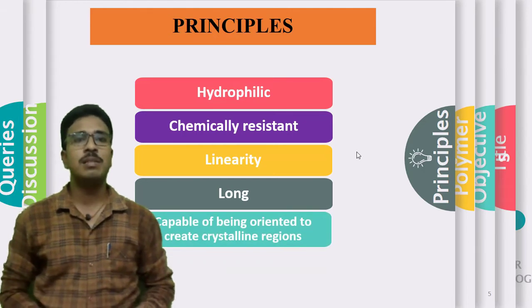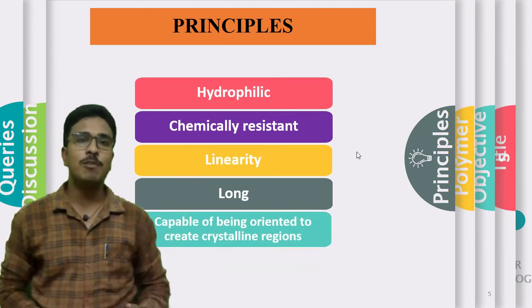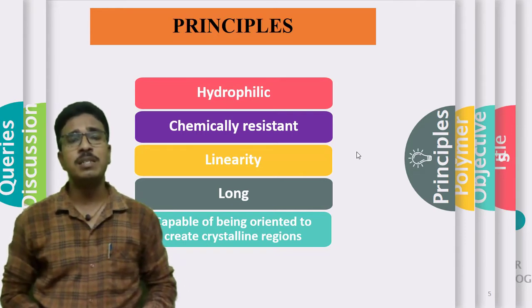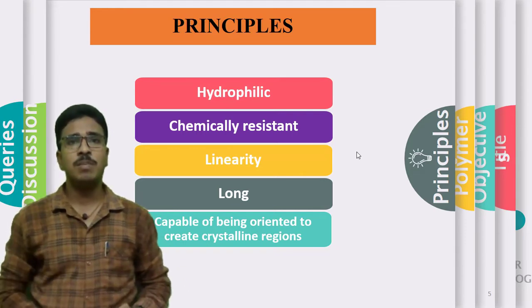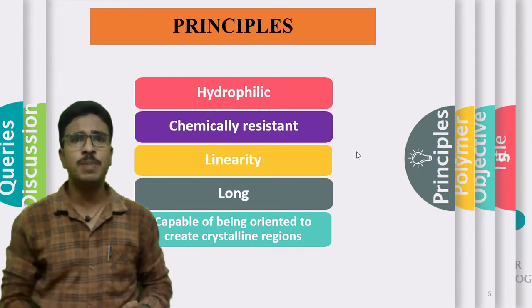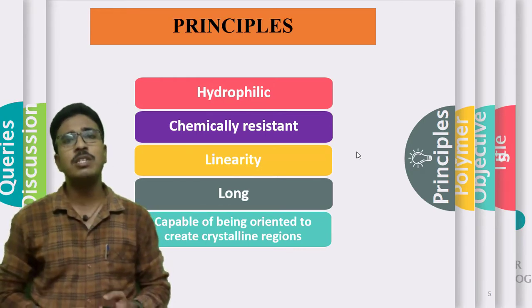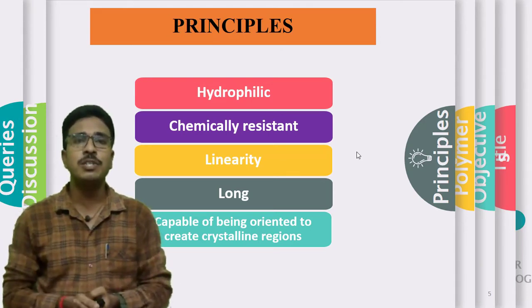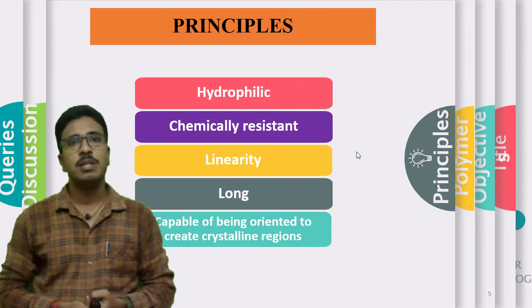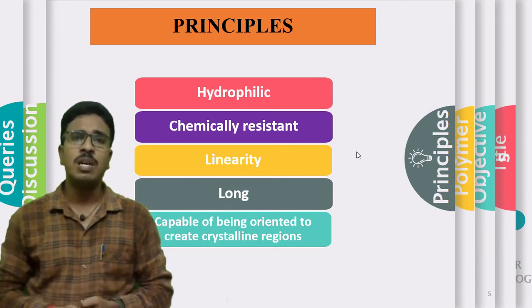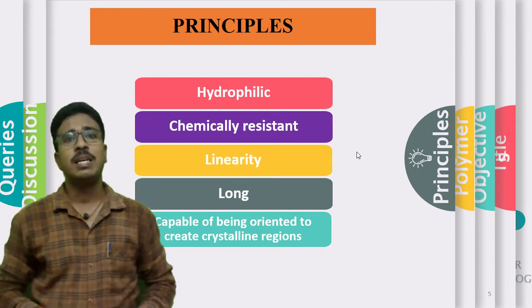And the next one is, the polymer should be capable of being oriented to create crystalline regions. That means whatever polymer we are selecting, the polymer orientation should be such that it easily creates the crystalline regions. That means very compact regions in a polymer structure. So these compact regions will make the polymer highly strong and highly resistant towards chemicals.